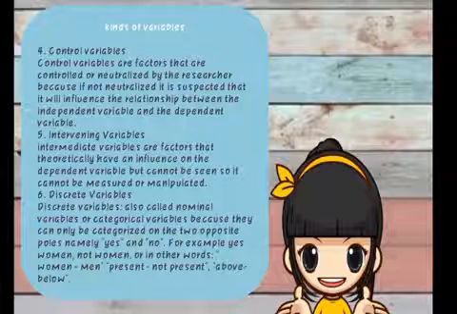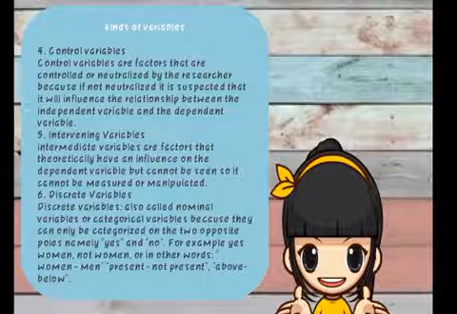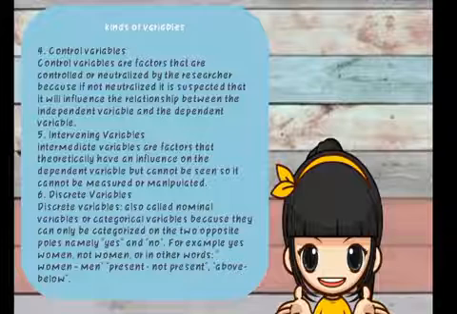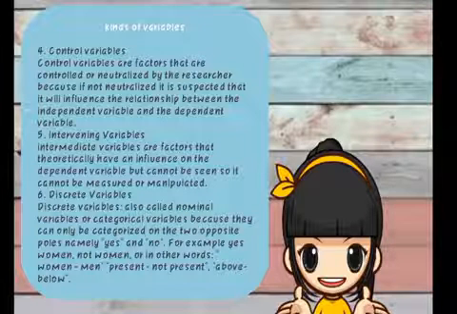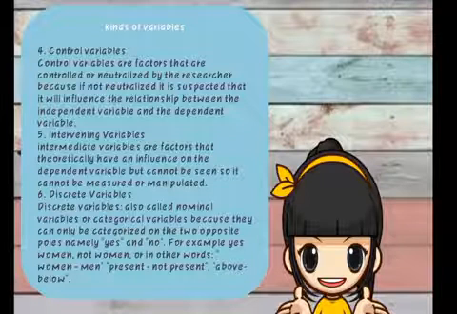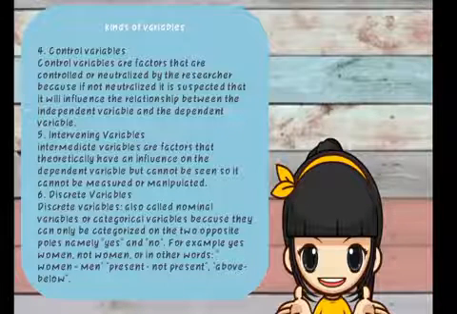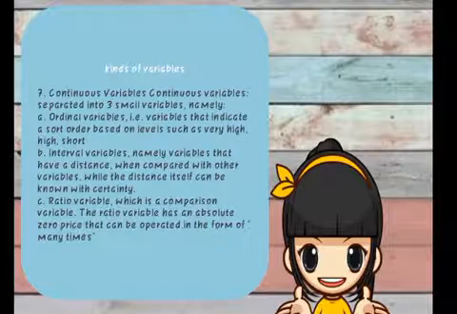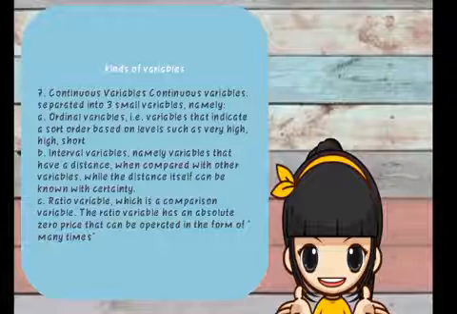Number 6, discrete variables. Discrete variables, also called nominal variables or categorical variables, because there can only be categories on the two opposite poles, namely yes and no. For example, woman, not woman, or in other words, woman, man, present, not present, above and below. And the last, continuous variables.